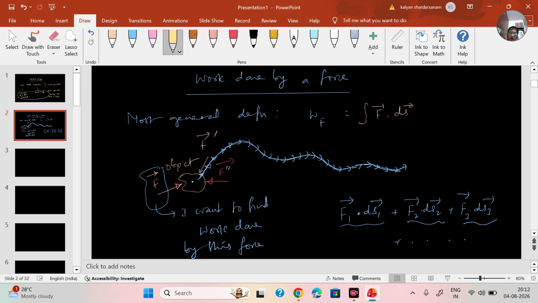Now note, along with this force, there are many other forces. So the body is moving under the action of all the forces, but I am finding the work done by my specific force. So I do integral F dot ds. If you want work done by F dash, this force, do integral F dash dot ds. If you want work done by F double dash, do integral F double dash dot ds. So whatever the force, we can find the work done by that force. This is the most general definition.